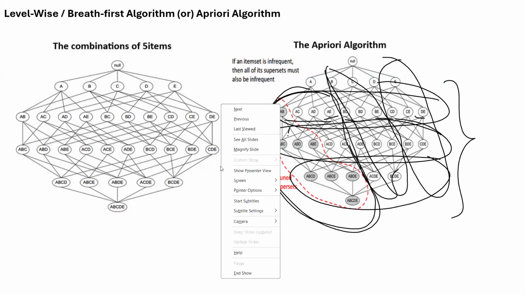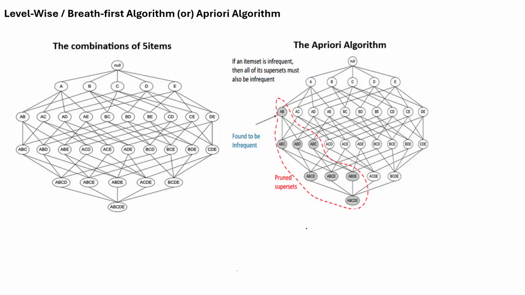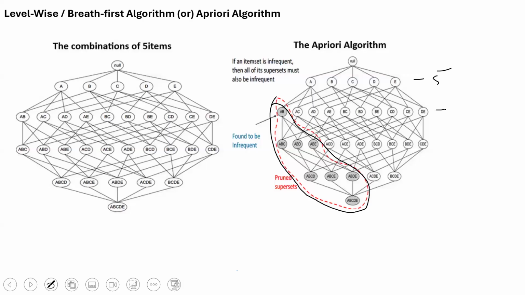What is the main intention of the Apriori algorithm? If an item set is infrequent, ignore all the supersets of that item set. So we ignored all these item sets from this. Now by doing this, how many items are we reducing? Let's calculate this. Here is 5.